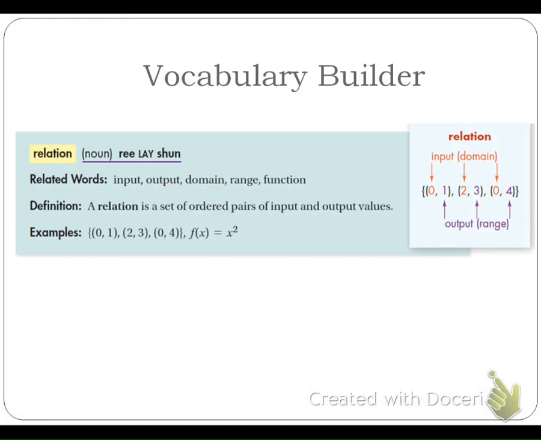So your first word is relation. Just like family have relations, you're connected in some way or manner. A relationship with a function has an input and an output, or what we call a domain and a range. In our example here, these look like ordered pairs. They are ordered pairs. You see the braces on the outside, that's showing that these are all related in some way or another. So a relationship is a set of ordered pairs of input and output values.